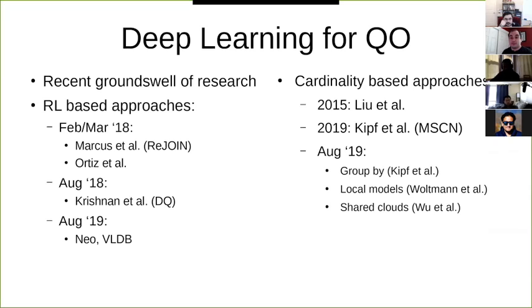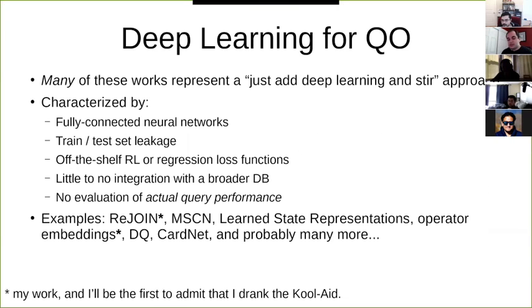So there's been a lot of recent work in applying machine learning to query optimization. Some work by ourselves in terms of using reinforcement learning, and a lot of works based on cardinality estimation in other areas. All of these works, including works from me, can sort of be characterized as a "just add deep learning and stir" approach. These were really works that were thinking like, yeah, neural networks are magic, they're black boxes, we're just going to train them and things are going to be awesome.